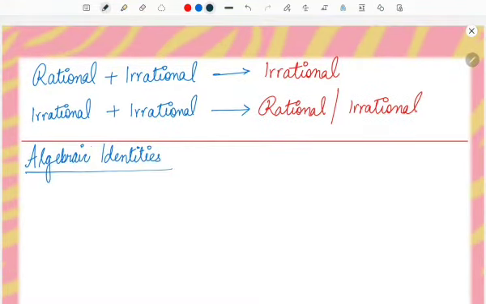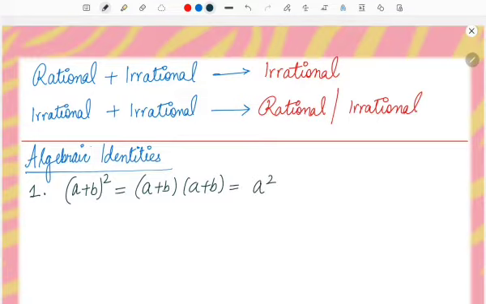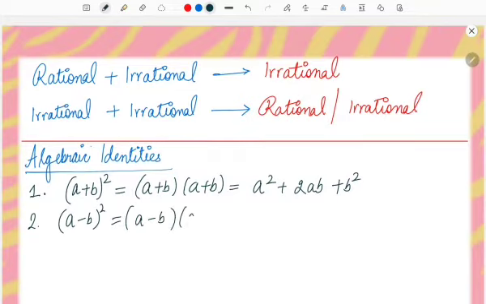What are the algebraic identities? The first one being (a plus b) whole square, which is (a plus b) multiplied by (a plus b), is equal to a square plus 2ab plus b square. The second one is (a minus b) whole square, which can also be written as (a minus b) multiplied by (a minus b). The result is a square minus 2ab plus b square.